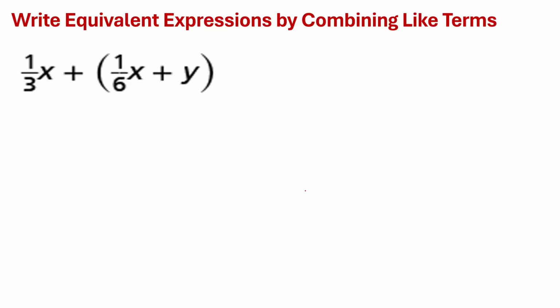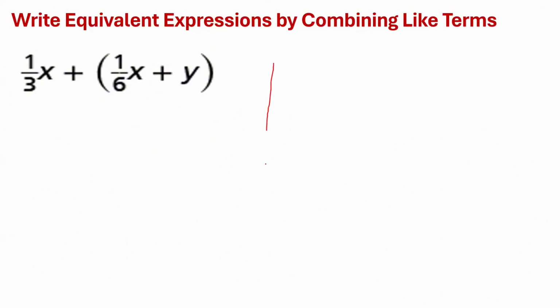In this video, you are going to learn how to write equivalent expressions by combining like terms. Using this example on the screen, it says 1/3 x plus the sum of 1/6 x plus y. What do we mean by combining like terms? How can we identify like terms? To identify like terms, the terms must have the same variable and the same exponent.